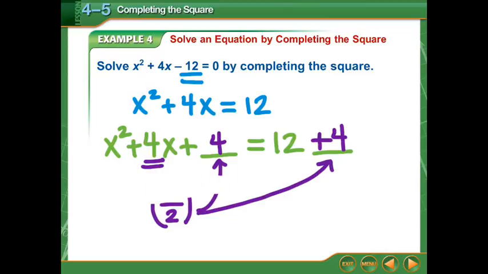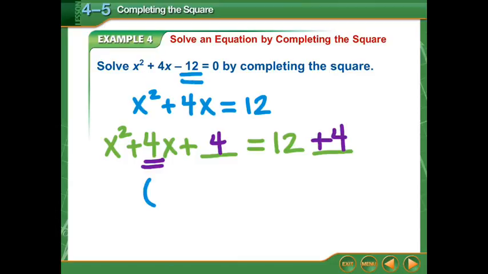Okay, I don't need this anymore, so I'm going to erase so I have plenty of room. Now on the left-hand side, because this is a perfect square trinomial, I can write this as x plus 2 all squared. The 2 comes from the number before you square it. Whatever your number in the middle is, divided by 2, that's what goes in the parentheses. And then on the right-hand side, 12 plus 4 is going to equal 16.